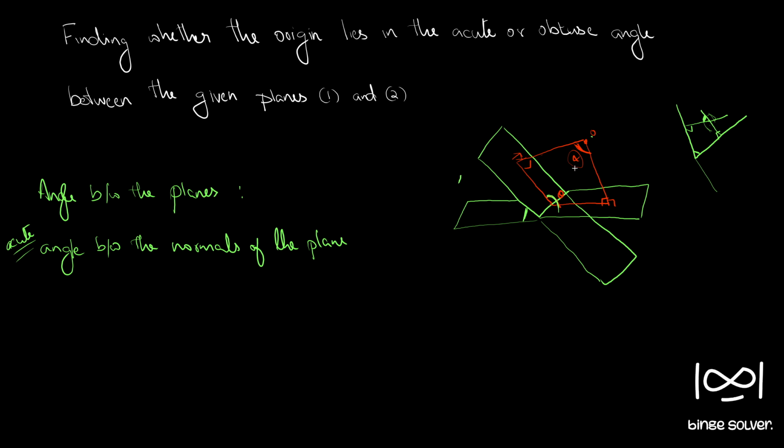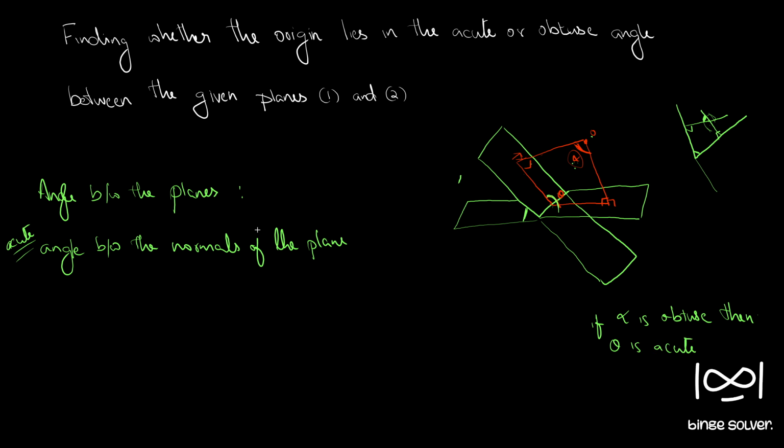If alpha is obtuse, since the entire angles sum to 360 degrees and this is 90, 90, 180 degrees, these are supplementary angles: alpha is nothing but 180 minus theta, or theta is nothing but 180 minus alpha. So if alpha is obtuse, then theta is acute.